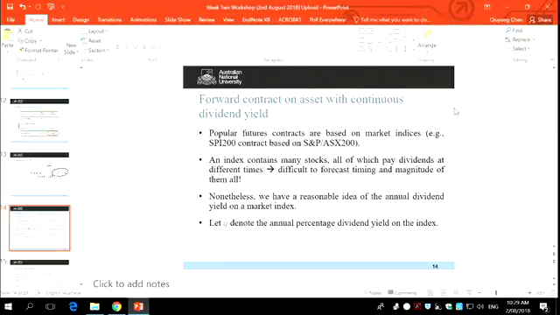You will not find that in practice. But what you will find in practice is that there will be popular futures contracts based on the market indices. So in Australia, we have the ASX 200. The ASX 200 is the top 200 stocks based on market cap listed on the Australian Securities Exchange, right? Effectively, the index is a portfolio of 200 stocks listed on the ASX. And we have a futures contract traded on that. It's called the SPI 200 contract.